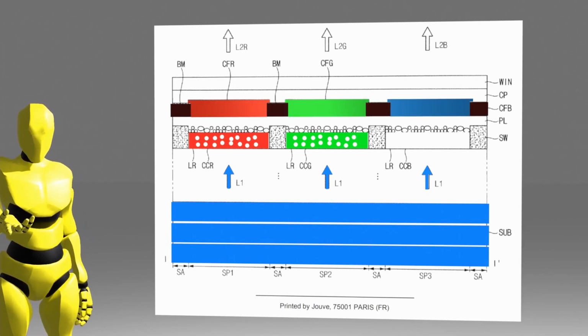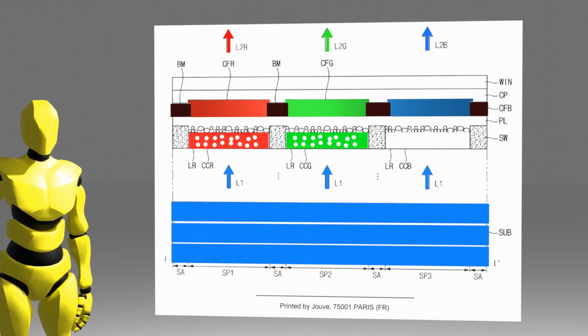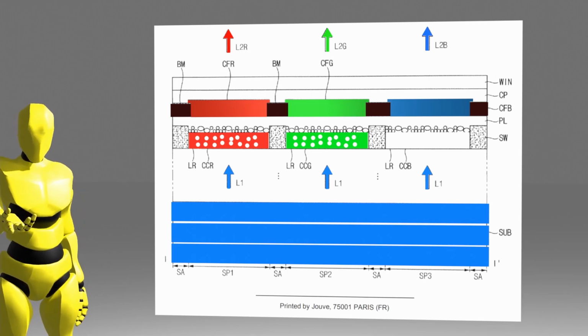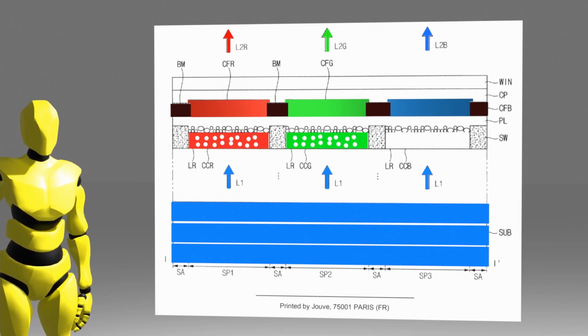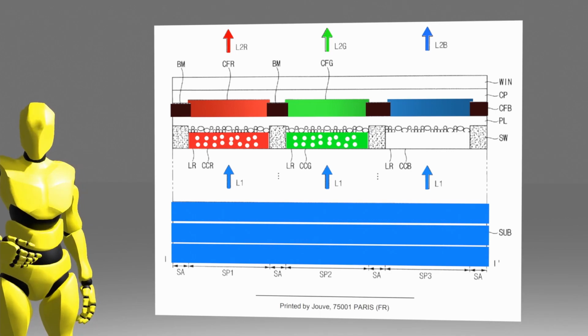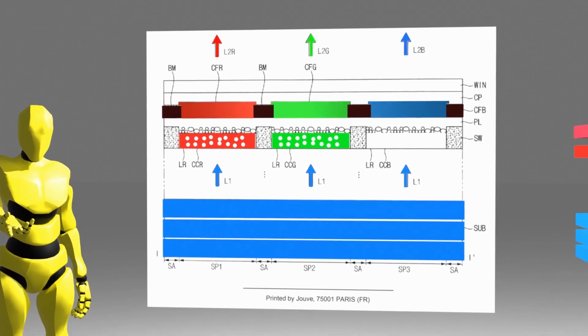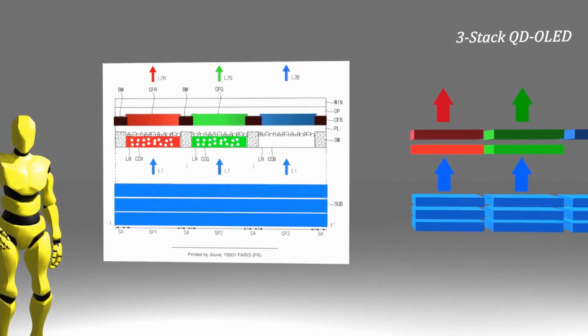And finally, the light exits through the color filter layer. As explained in the previous video, the color filter filters out the unconverted blue color or blocks the external light that enters the device from the outside and causes reflection. A simple representation of the structure specified in the patent is as shown on the right side of the screen.